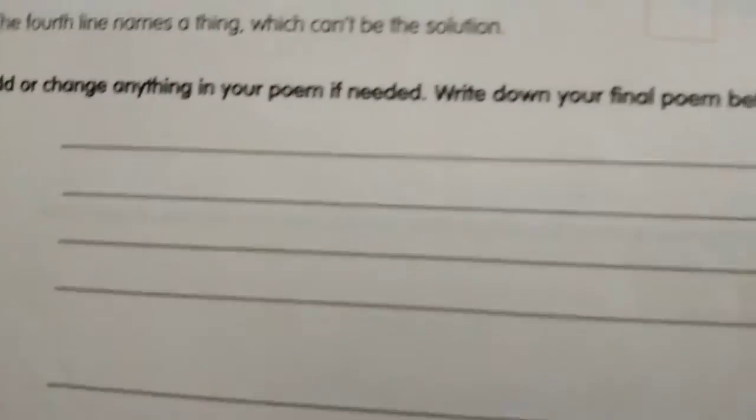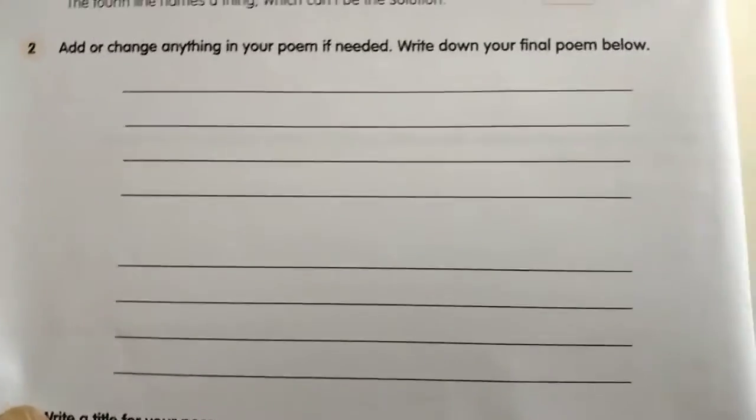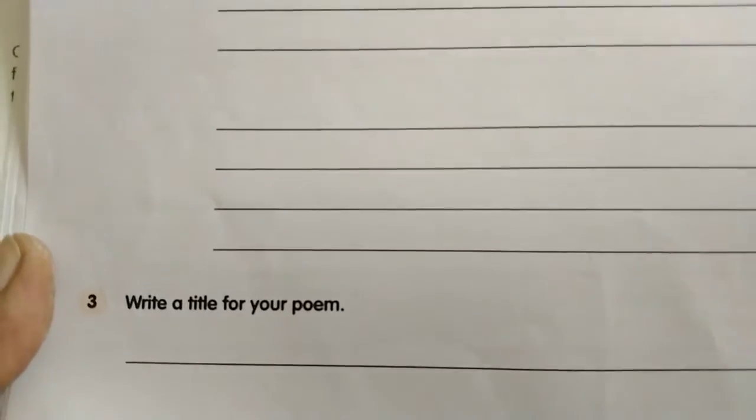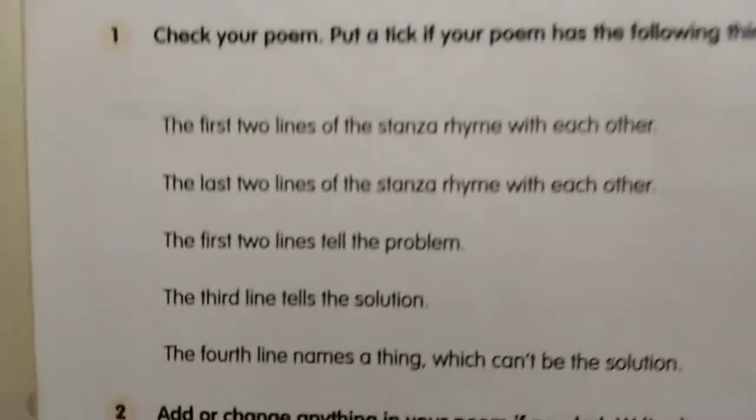Write down your final poem below. If no changes are required, there is no need to write the poem again. If you want, you can write some new poem also. And write a title for your poem. In the third question, you write the title of the poem which you had written on your own. Now try to complete your page number 18, S4.